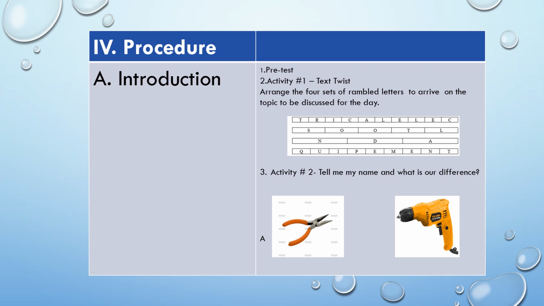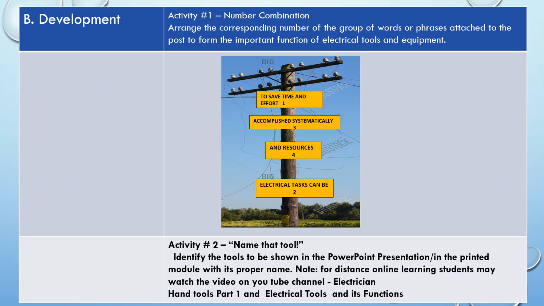Those are the two drawings, two pictures, I mean. And then for letter B, under the development, we have Activity 1, Number Combination. The instruction is to arrange the corresponding numbers of the group of words or phrases attached to the post to form the important function of electrical tools and equipment. Activity number 2, Name That Tool. Identify the tools shown in the PowerPoint presentation or in the printed module with their proper names.